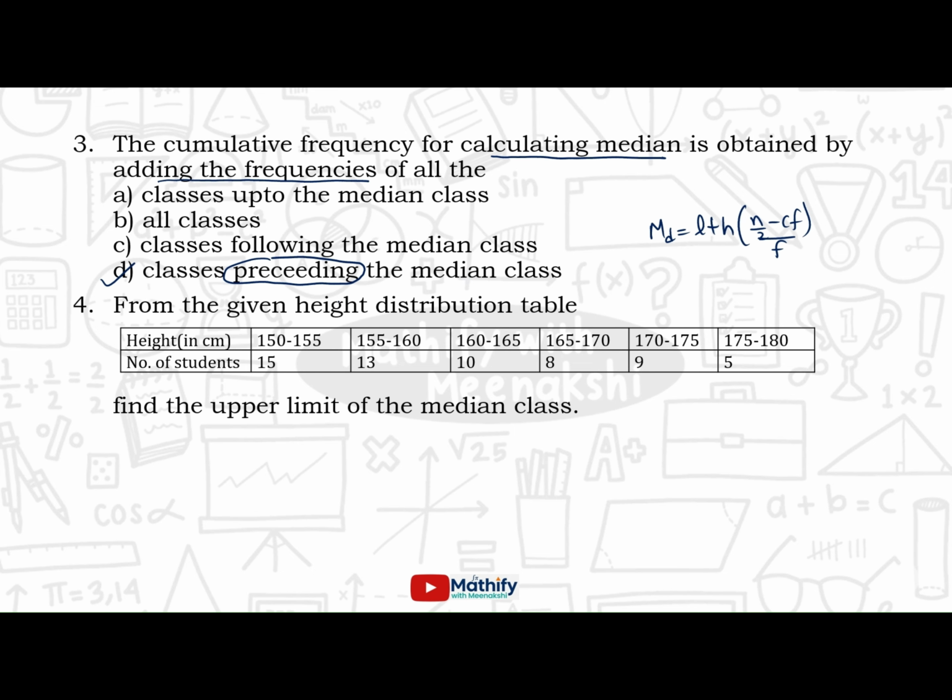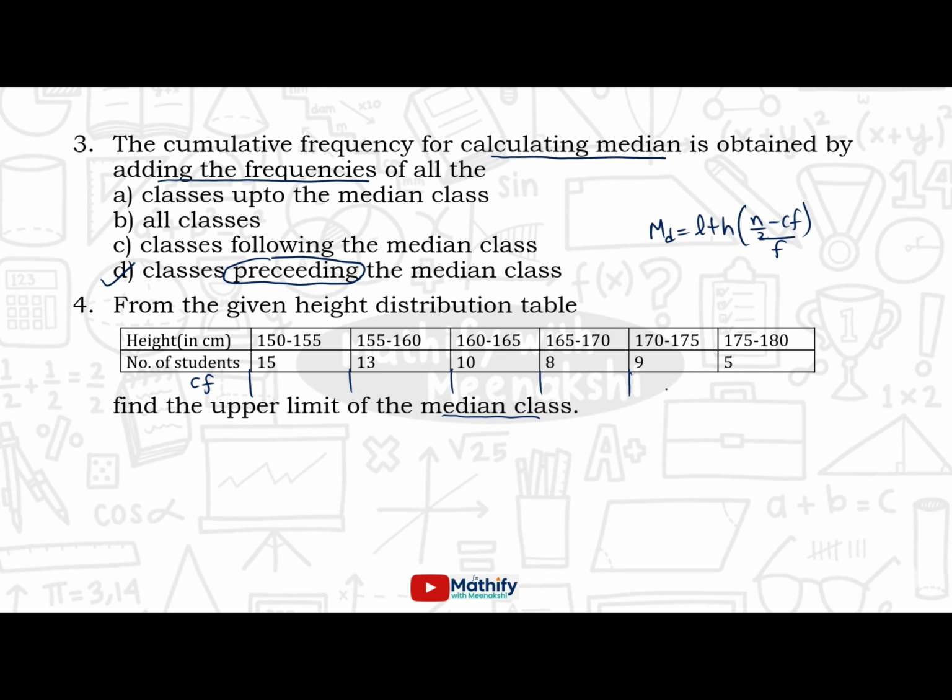Now from the given height distribution table, find the upper limit of median class. So you have to just find the upper limit of median class. No need to find median. You should know that for median we have to always find cumulative frequency. So let's find cumulative frequency.